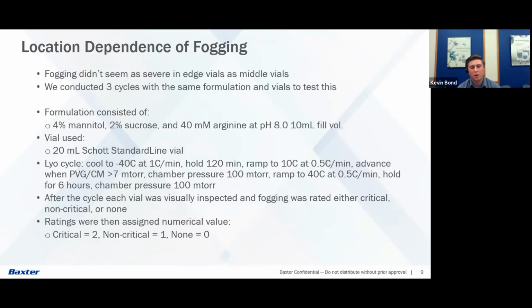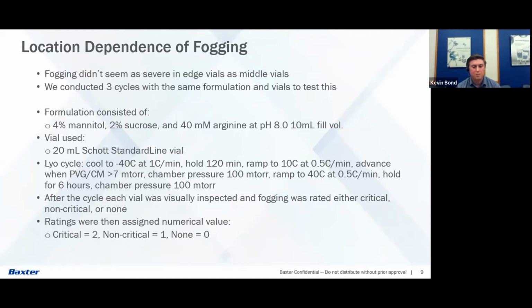For a lot of our early experiments, we hadn't been tracking fogging data by position, so we ran an experiment to gather some of that fogging data. We conducted 3 cycles with identical formulations and processing parameters. The formulation was a 4% mannitol, 2% sucrose, and 40 millimolar arginine solution at pH 8. The fill volume was 10 milliliters in a 20 milliliter standard vial. The lyo conditions were as shown on the slide.